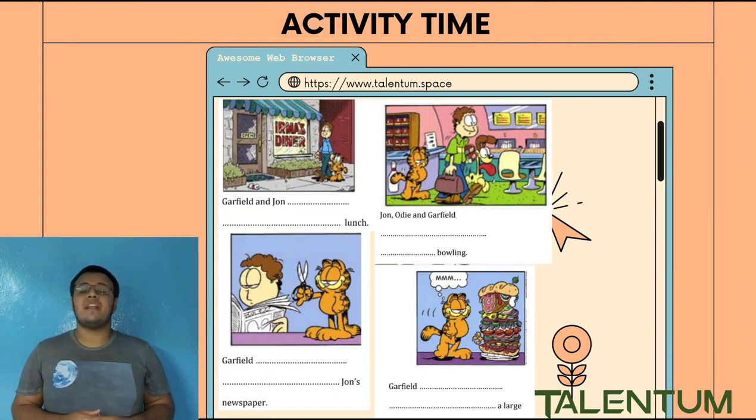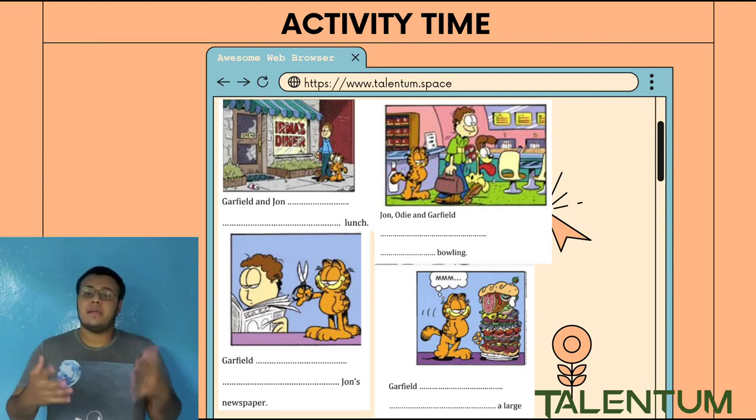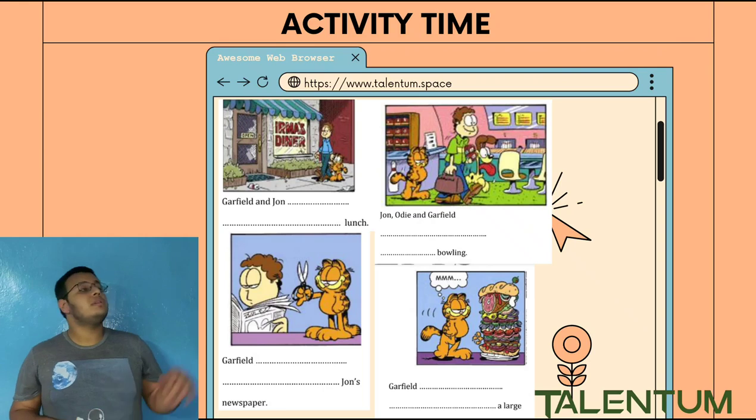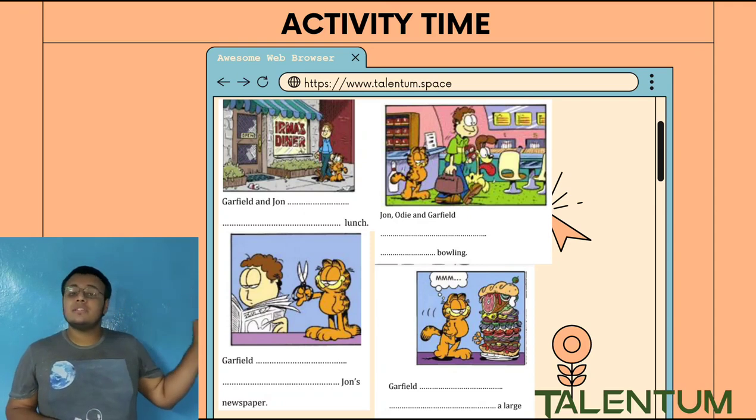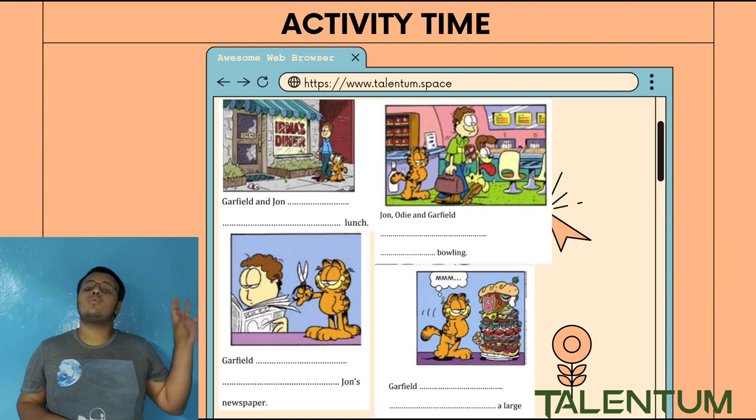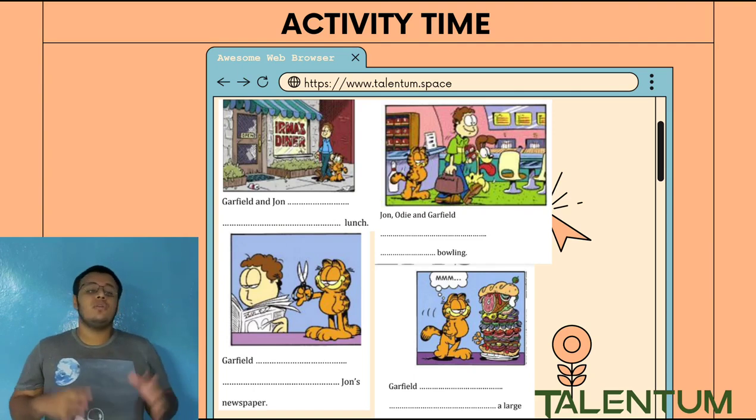Now, it's time for a fun activity. We have here different images of Garfield, the cartoon, the animated series. We are going to see the images and write exactly what they're about to do in the picture. So pay close attention to the images and try to write exactly what they're about to do. Maybe use the infinitive. You are not given one, but try to guess exactly what they're about to do.